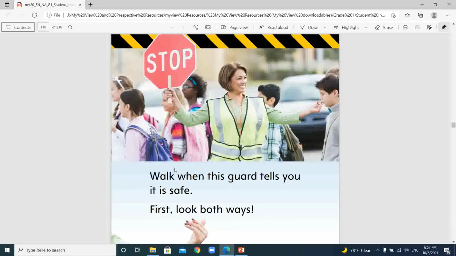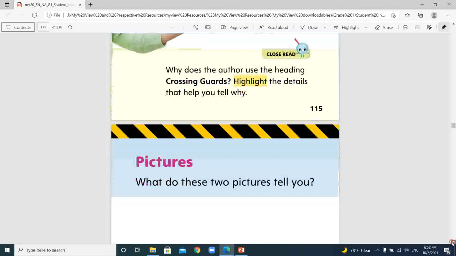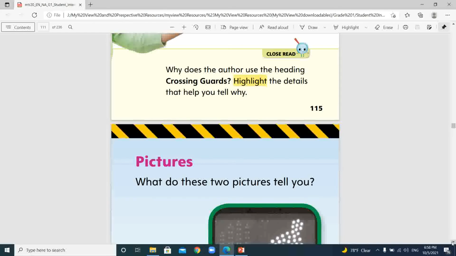Okay? Walk when this guard tells you it is safe. First, look both ways. Okay, so when can we cross the street? When this crossing guard tells you it is safe. You can cross now. But before you cross the street, what do you do? You look left and right, both ways. Okay? It says here, why does the author use the heading crossing guards? So you can know that this part of the story is telling you about who the crossing guard is.